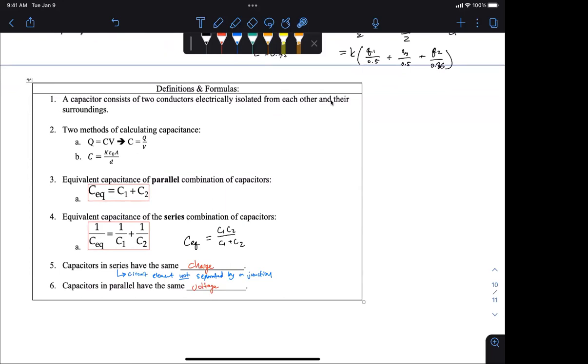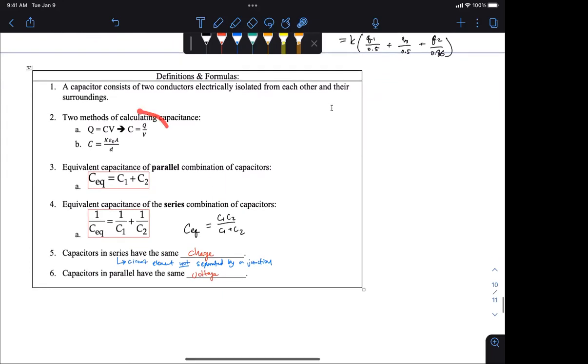Oftentimes people are like, oh, what really is a capacitor? It's almost a battery that is charged, right? So that's why when you disconnect it, some things change, and when it is connected, it charges up. And there's two methods of calculating capacitance, and I provide both of them here.